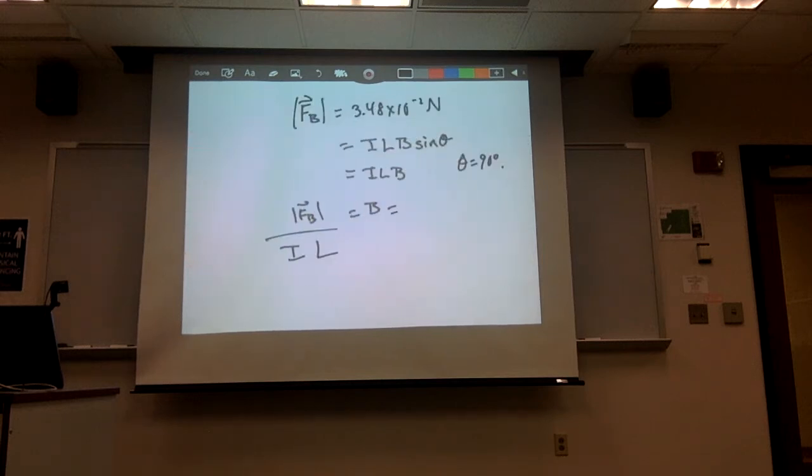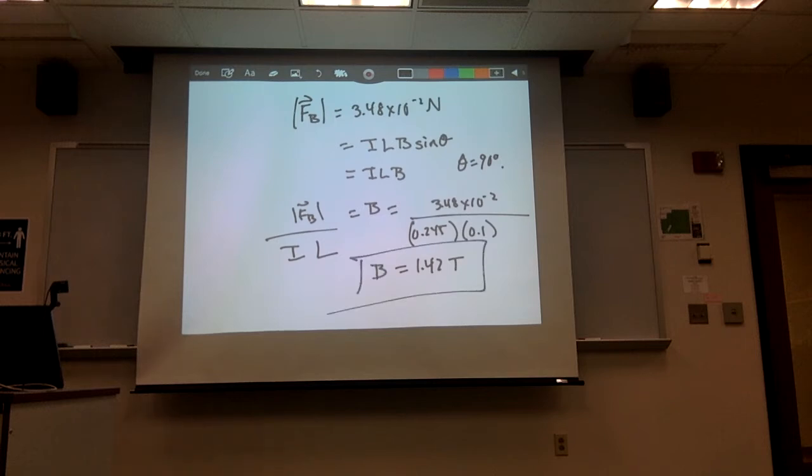Plug my numbers. This then is going to be what? 3.48 times 10 to the minus 2 divided by the current, which is 0.245, times the length, which is 10 centimeters or 0.1 meters. Plug my numbers. What I find in this case then is this works out to be 1.42 Teslas. So that's the magnitude of our magnetic field.